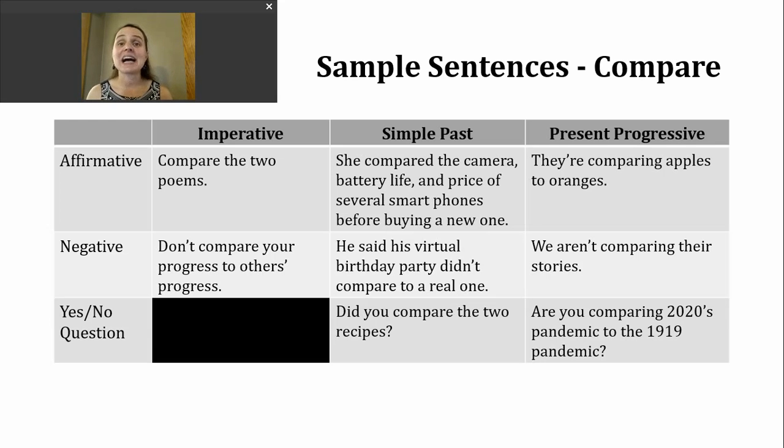If I want to make a yes or no question in the simple past, I'm going to start with did, then I'll have my subject, and then the base verb. Here's an example. Did you compare the two recipes?